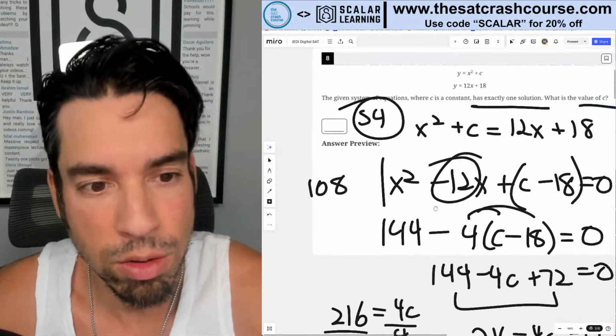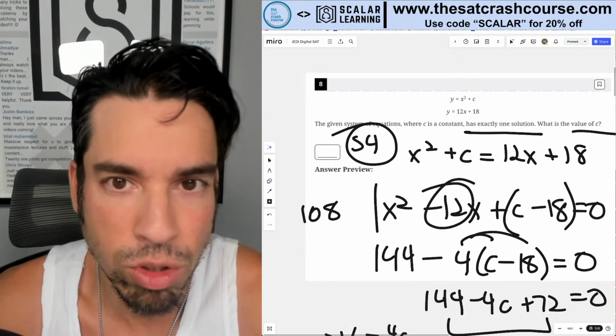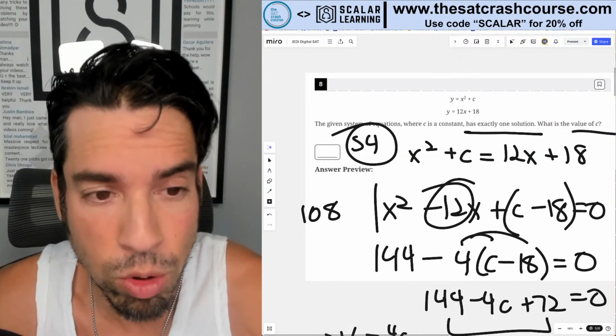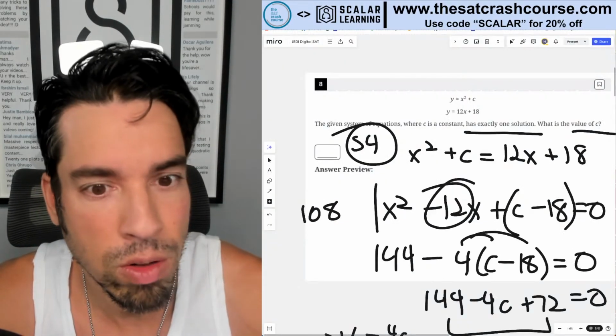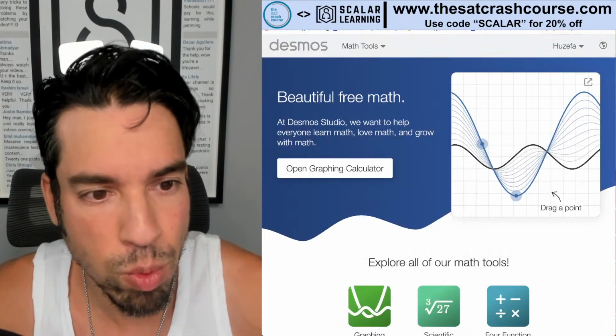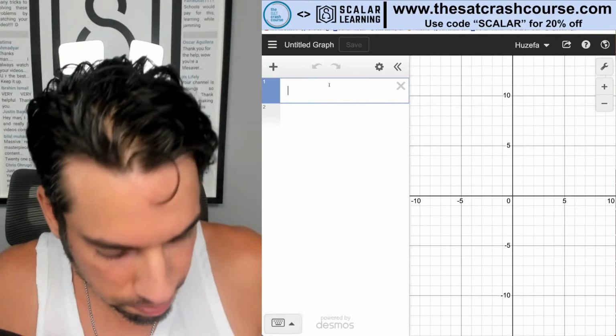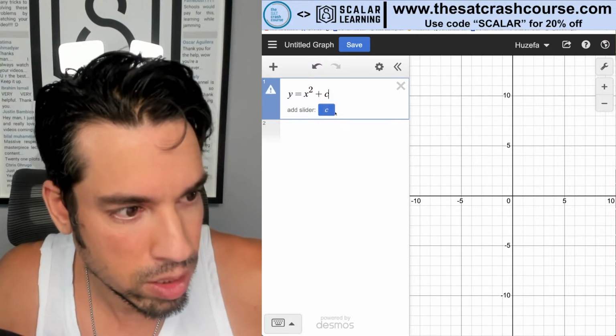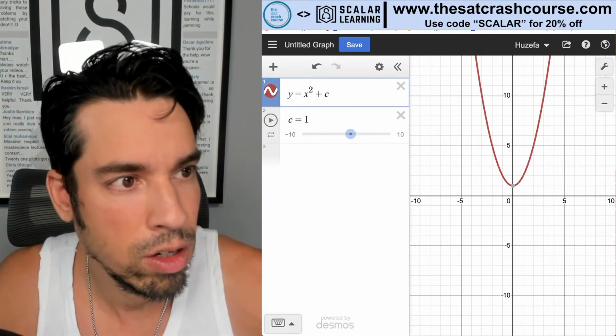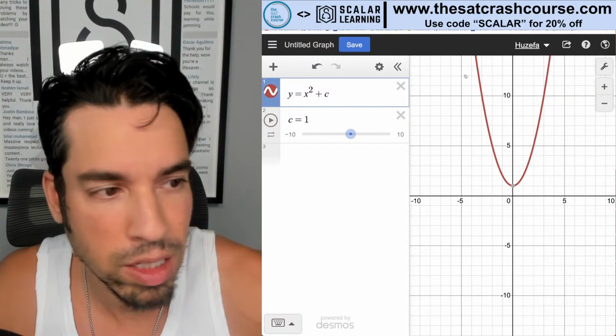Okay. But I said I was going to show you how to do this on Desmos too. Again, I think that was easier than Desmos. But if you want to see the way we would do it in Desmos, let's go. So I'm going to put in the two equations. y equals x squared plus c. And c, we need a slider. And then over here, we have y equals 12x plus 18. Okay.